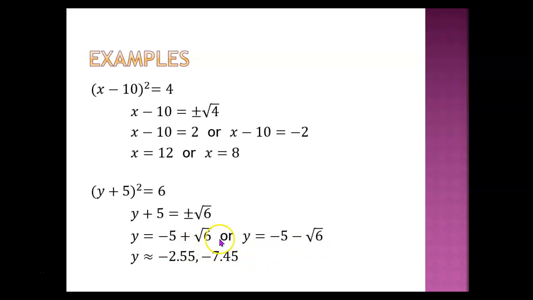And if you put those into a calculator, if you ask your calculator what negative 5 plus the square root of 6 is, it's approximately negative 2.55. And if you ask your calculator for negative 5 minus the square root of 6, that's approximately negative 7.45.